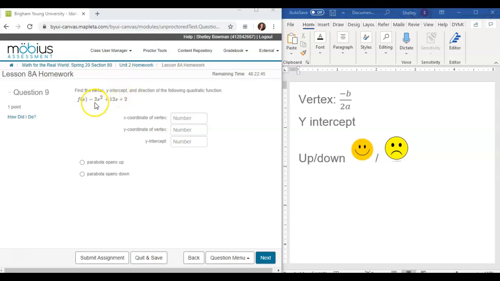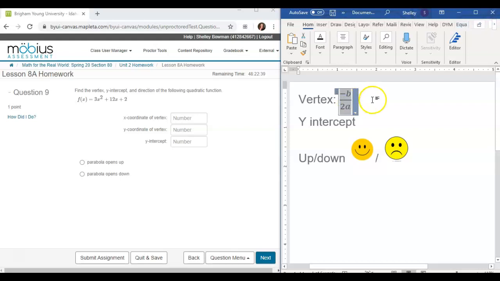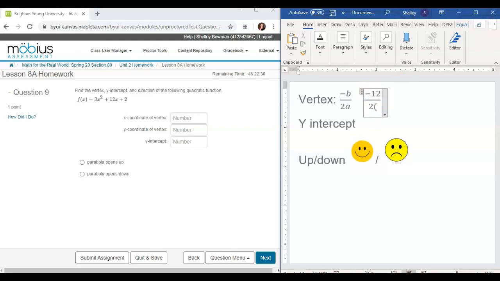And so coming over here, b is the 12. So I'm just going to copy this, paste, and replace b with 12. And a, we will replace first with parentheses so that I remember that I'm multiplying. And then out in front, this whole number in front of the x squared, it's a positive 3. So I'm going to type in 3 and then work this out.